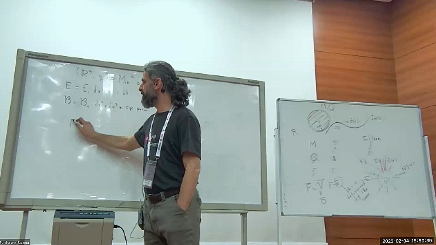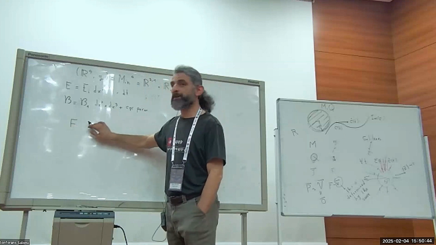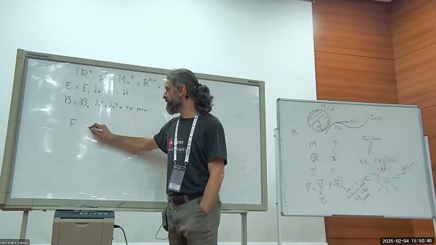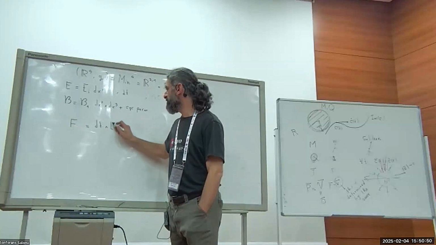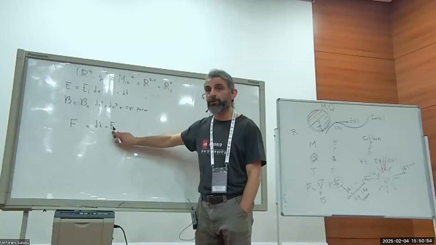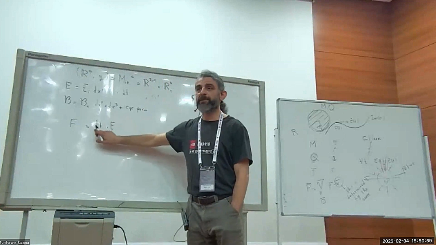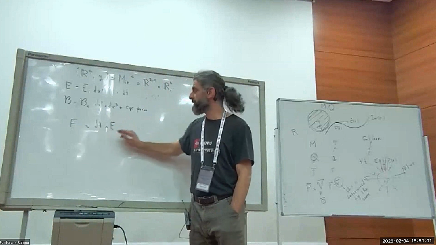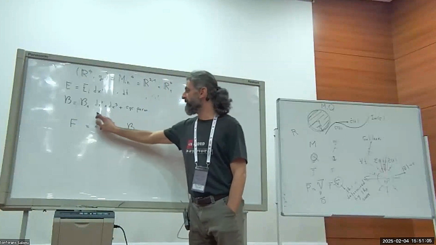We define a thing called F. This is the Maxwell two-form. E wedge dt, plus B. This is like a two-form, but not a two-form. This is one of the co-base elements plus a two-form. Now this is a two-form.